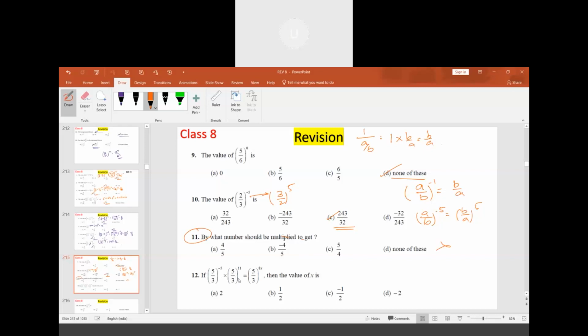Here the bases are the same, so we can simplify the powers. This will be 5 by 3 to the power 11 plus minus 5. What is 11 minus 5? It is 6, positive 6. So 8x is equal to 6, and x will be equal to 6 by 8, which is 3 by 4. Correct?